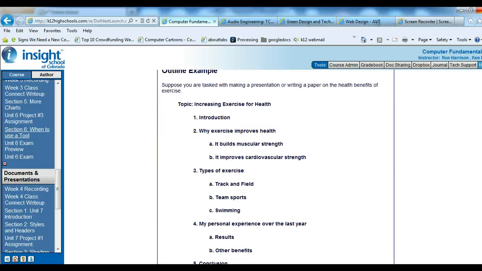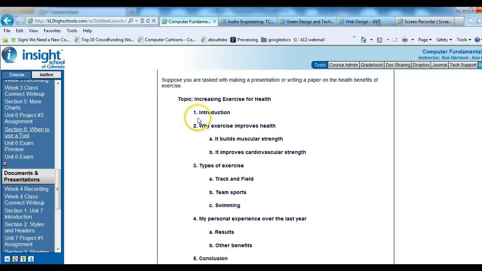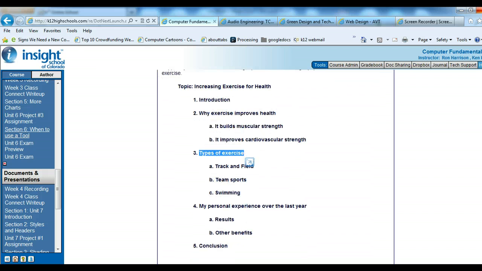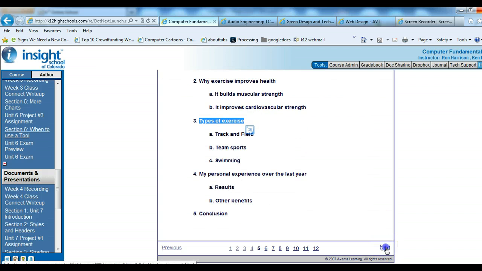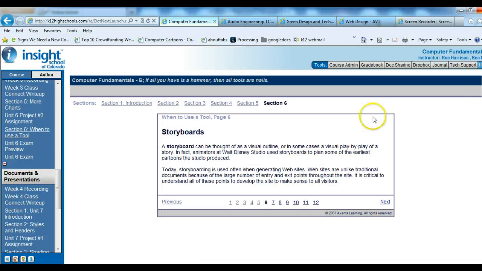So here's an example of an outline. You can see somebody wrote this. Introduction might be the first paragraph. Why exercise improves health might be the second paragraph. Types of exercise, third paragraph. So you can see how making proper outlines can really help you with complex work that you need to do.